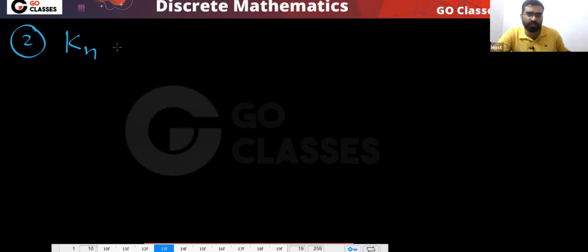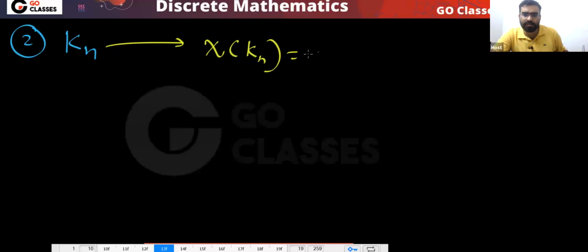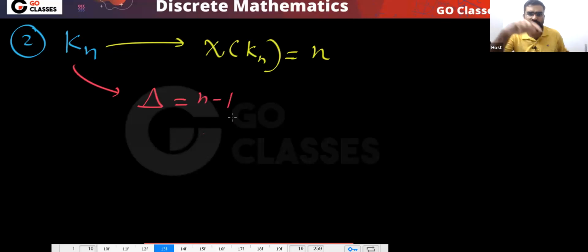In this Kn, first of all, tell me what is the chromatic number for this Kn. The chromatic number: every vertex should get a different color. And what is the maximum degree in this Kn? Every vertex has degree n-1 because every vertex has n-1 adjacent vertices. So very simple, every vertex has n-1 edges.